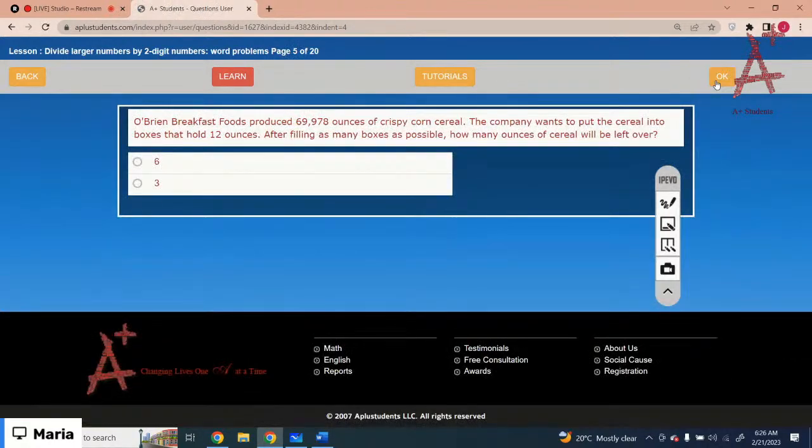Okay, the next one is Aubrey Breakfast Foods produced 69,978 ounces of crispy cereal. The company wants to put the cereal into boxes that hold 12 ounces. After filling as many boxes as possible, how many ounces of cereal will be left over? So basically, you have to calculate the remainder. Okay, let's just divide 69,978.